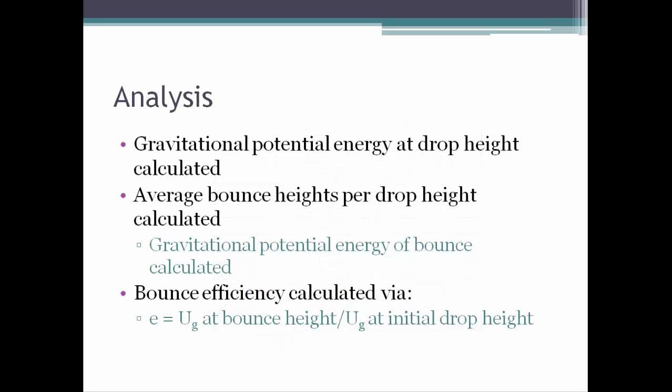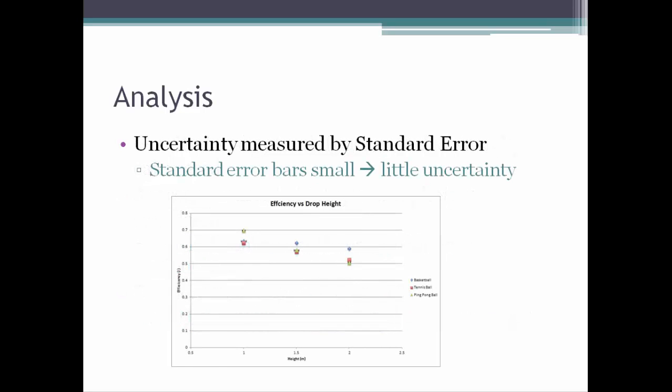To analyze our data, we carried out the calculations described earlier. The potential energy for each initial drop height was calculated, as well as the potential energy for the average bounce heights. Bounce efficiency was then calculated using the equation: efficiency equals potential energy of bounce height divided by potential energy of drop height. These efficiencies were then compared to answer our research questions. We measured uncertainty using standard error and showed these as standard error bars on our efficiency versus drop height scatter plot. The error bars were quite small, indicating little uncertainty in our experiment.